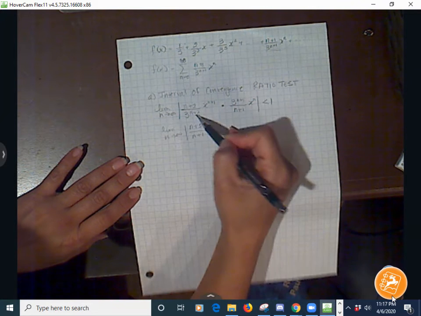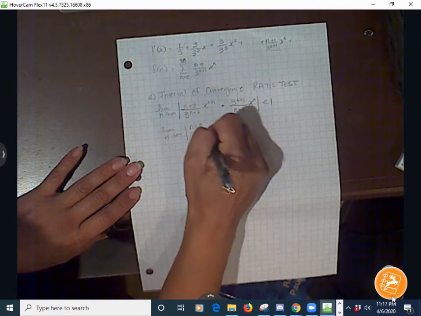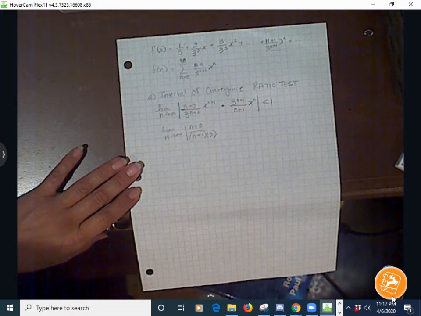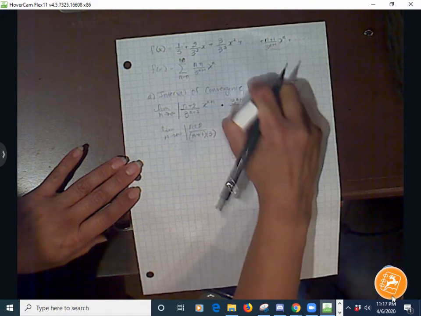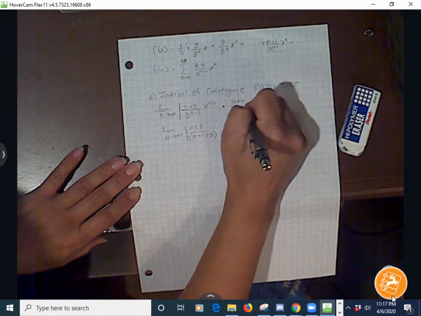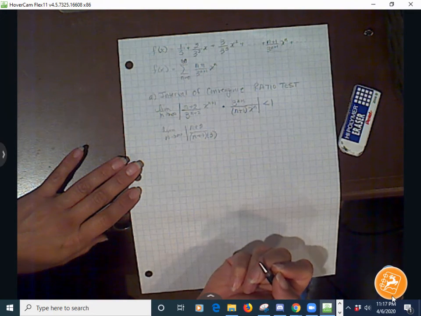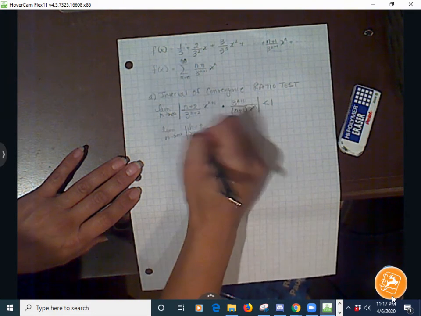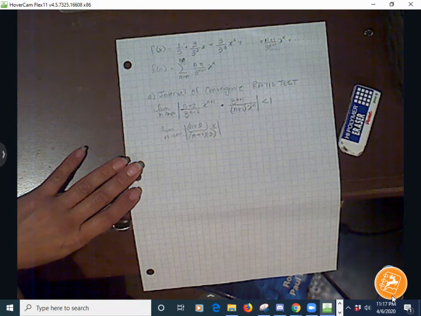And let's see, the 3's, here's n plus 2 and here's n plus 1. So that's going to leave us with a 3 in the denominator. And, excuse me, this x to the n is supposed to be in the denominator. So that would leave us an x in the numerator, like so. And we want that to be less than 1.